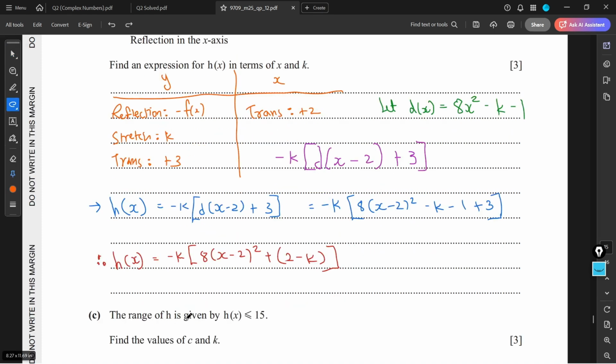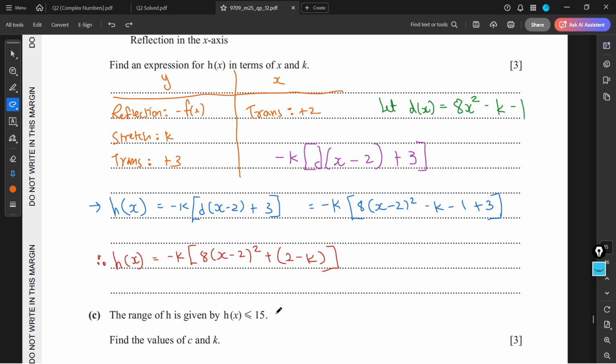We are given that the range of this function is such that h of x is always less than or equal to 15. And then we have to find out the values of c and k. Please note that in the first part of the question we had mentioned that c and k are both positive. And over here we are just going to utilize this function in order to solve this.